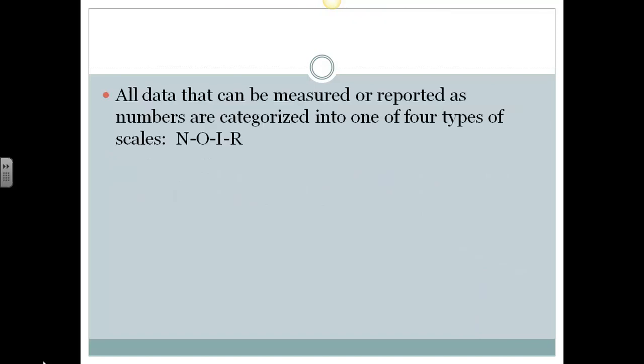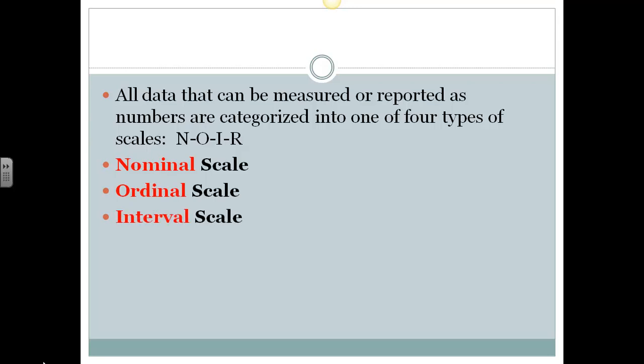So remember, all data that can be measured or reported in numbers can be categorized into one of 4 types of scales. So remember this acronym, NOIR. That stands for nominal scale data, and we'll talk about that separately, ordinal scale data, interval scale data, and ratio scale data.